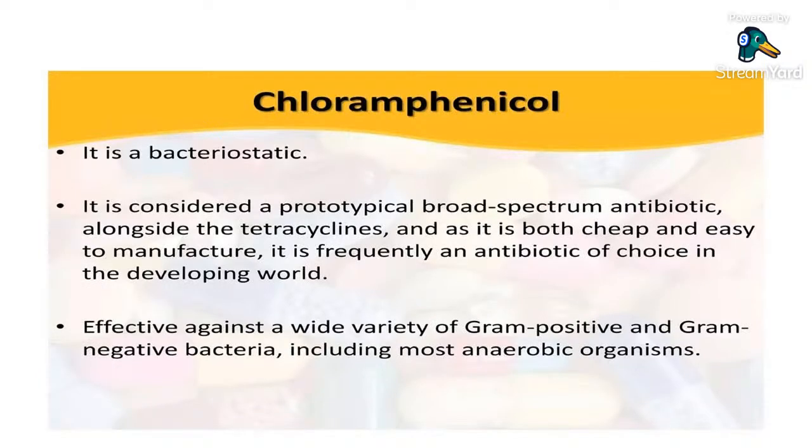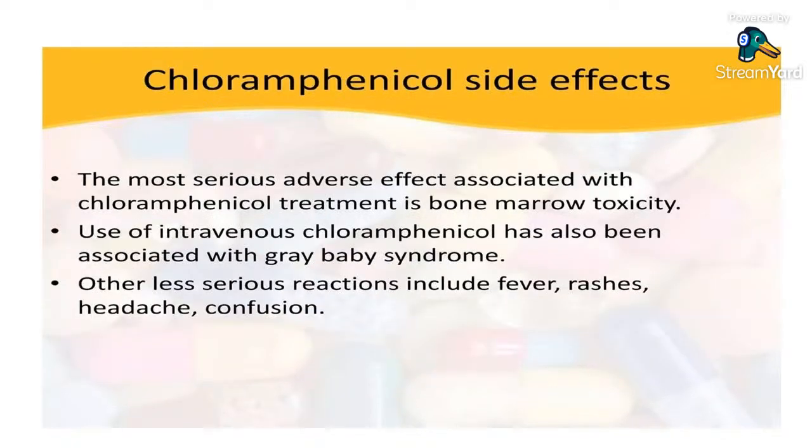Chloramphenicol. It is a bacteriostatic antibiotic. It is considered a broad-spectrum antibiotic, along with the tetracyclines, and as it is both cheap and easy to manufacture, it is frequently the antibiotic of choice in the developing world. It is effective against a wide variety of gram-positive and gram-negative bacteria, including most anaerobic organisms.